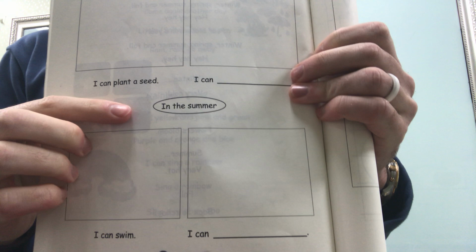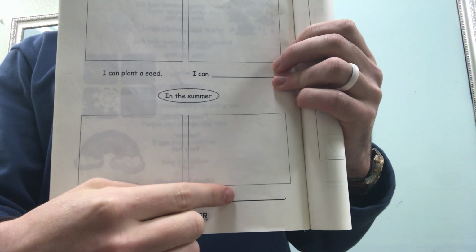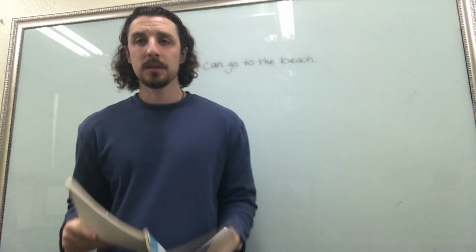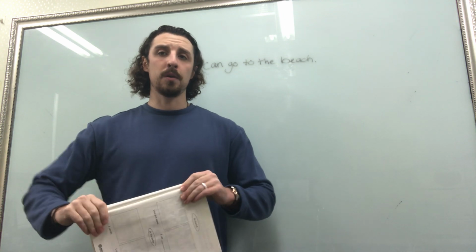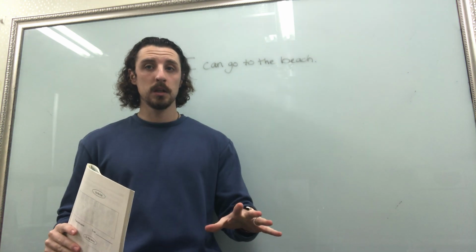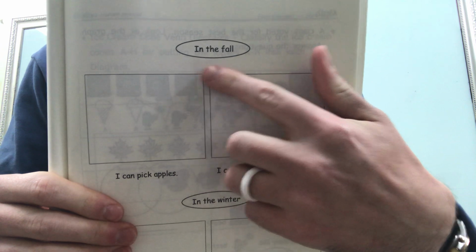So for in the summer, I want you to draw a picture of you swimming, and then here you draw a picture of you at the beach. So you write, I can go to the beach, draw a picture of you swimming. Okay? Pause the video while you do that, and when you're done, come back and we'll do another one, okay? So pause. Okay.